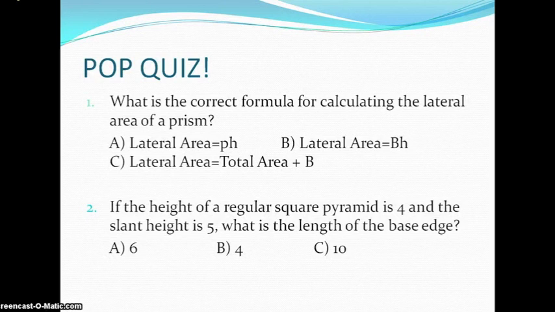Number 2. If the height of a regular square pyramid is 4 and the slant height is 5, what is the length of the base edge? A. 6, B. 4, or C. 10?